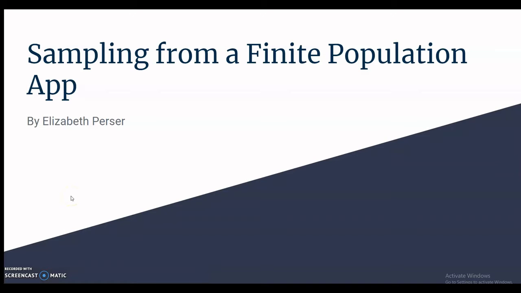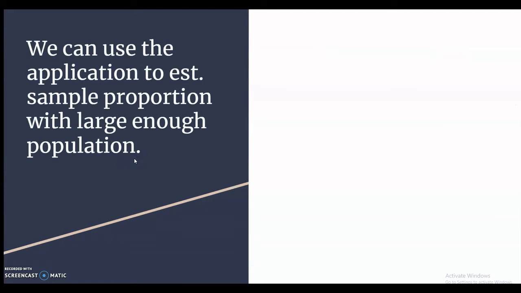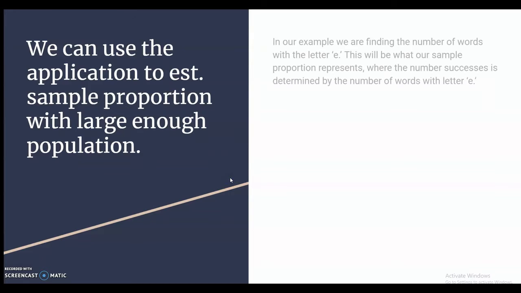We're going to be looking at the application called Sampling from a Finite Population. What we're going to be doing is approximating a sample proportion based off of a population. And in our example, we're going to be looking at the number of words with the letter E.